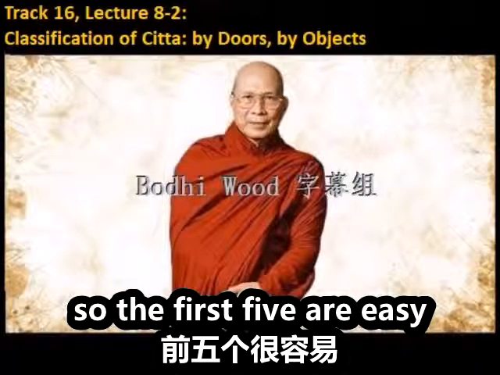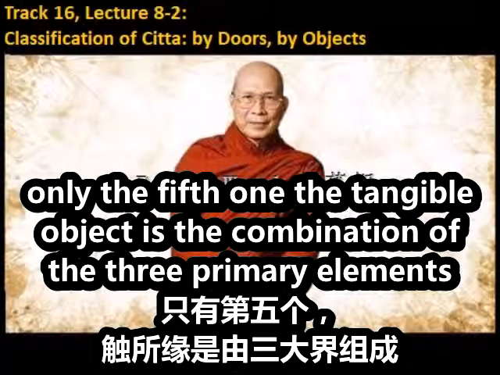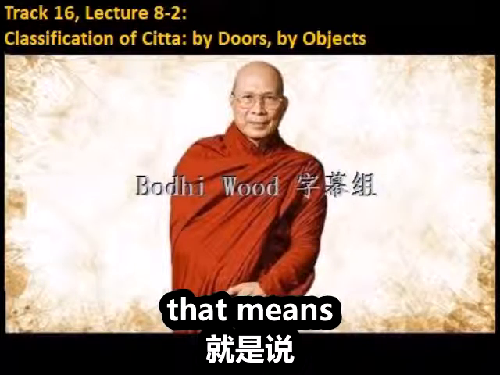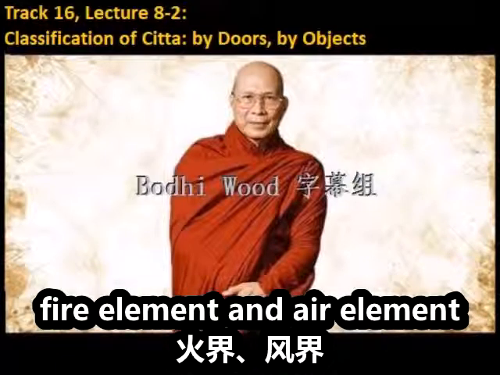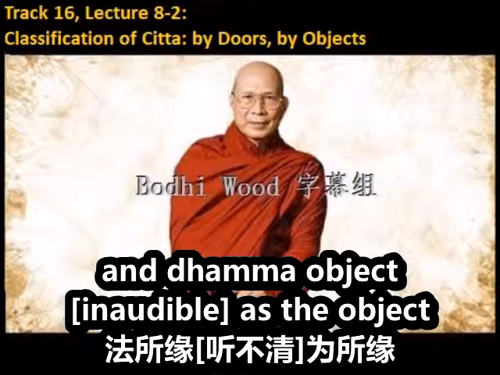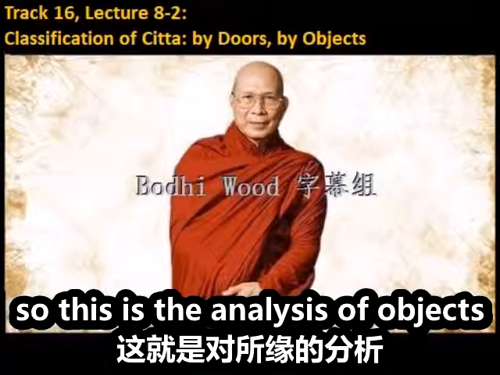So the first 5 are easy. Say visible object, audible object, and so on. Only the 5th one, the tangible object, is the combination of 3 primary elements. That means earth element, fire element, and air element, and dhamma and paññāti as object. So this is the analysis of objects.